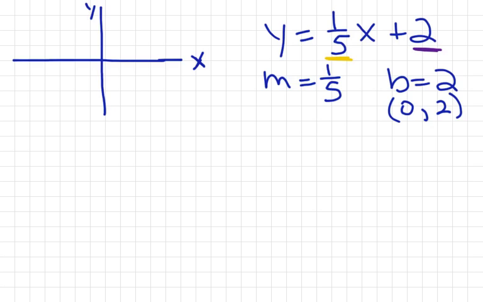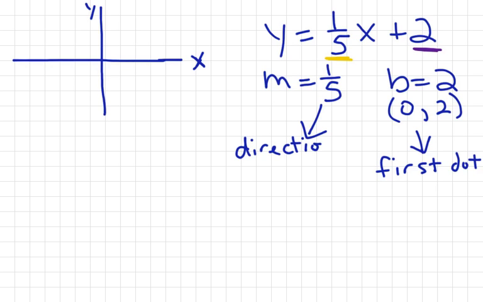So what you need to understand here is that the b is our first point to graph, or the first dot. Okay? My slope is going to give me the directions to get to the second dot. Okay? So I'm going to plot these in red. The first dot will go at 0, 2.